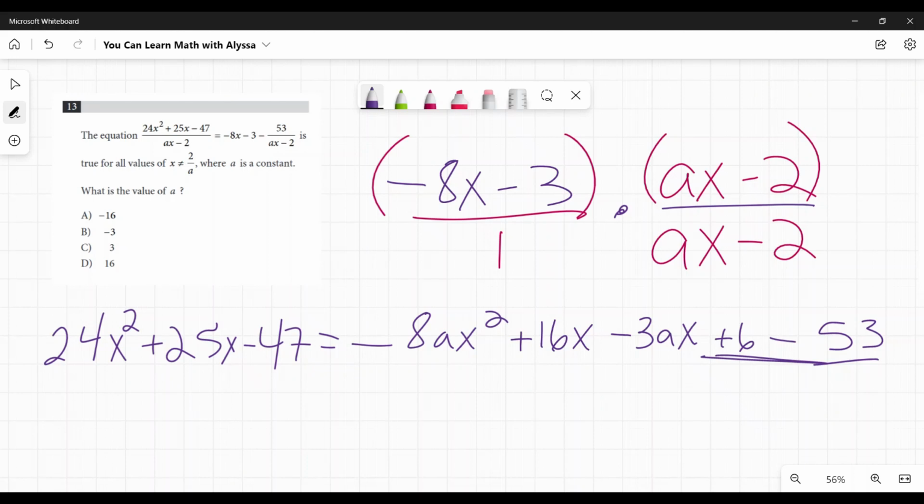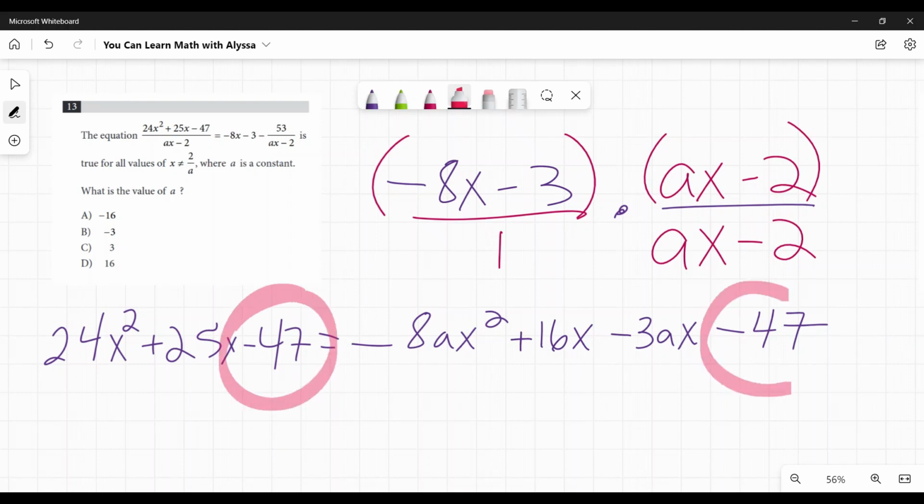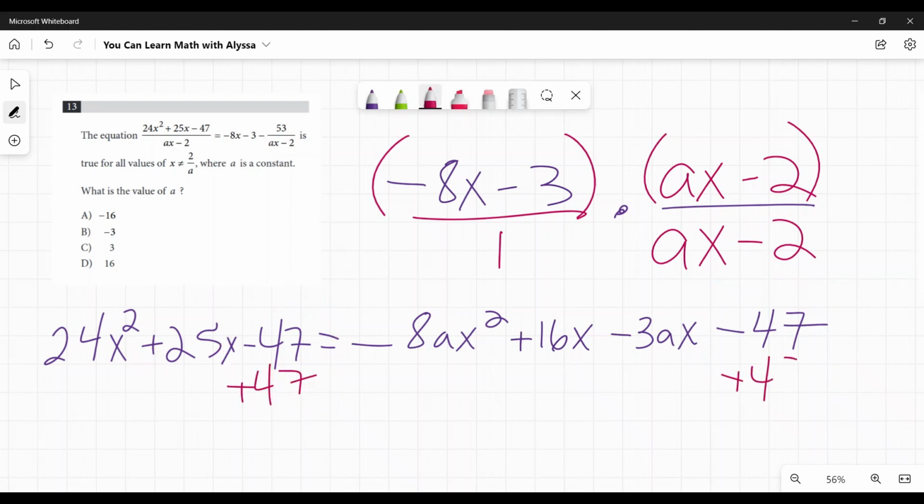Now, what like terms can I combine? Over on the left, I have two constants, positive 6 and negative 53. If I add those together, I get negative 47. And look there, I have a negative 47 on both sides. So if I add 47 to both sides, both of those 47s disappear. Now look at this. There we go: 24x squared plus 25x equals negative 8ax squared plus 16x minus 3ax.